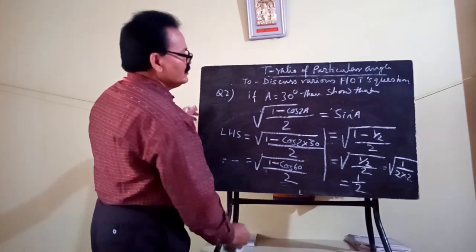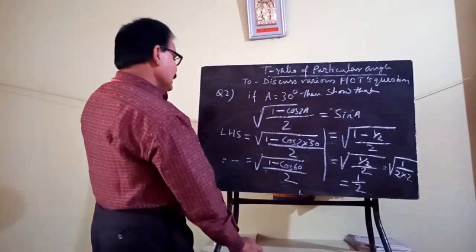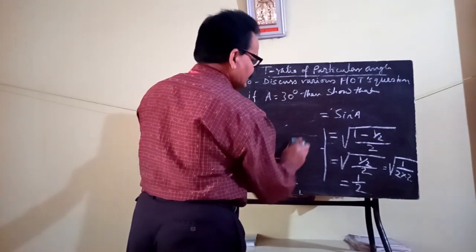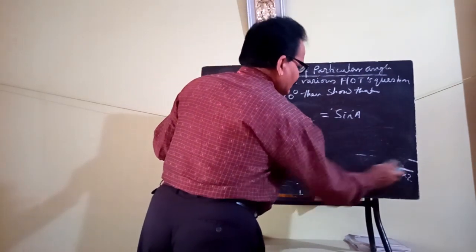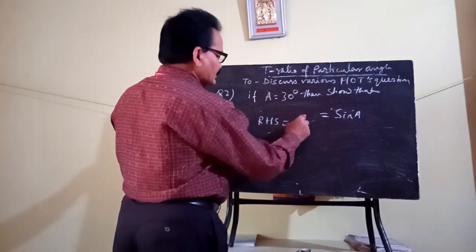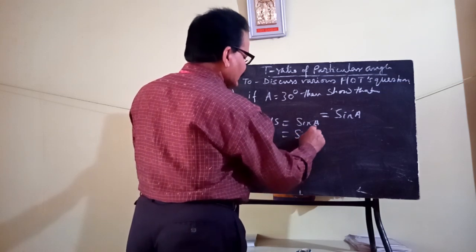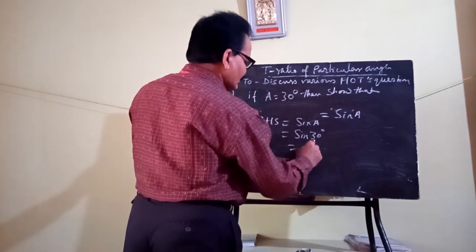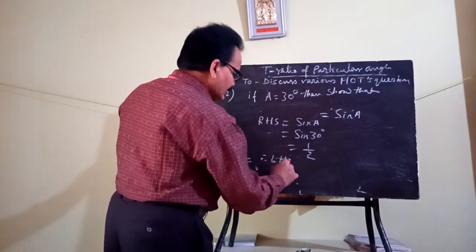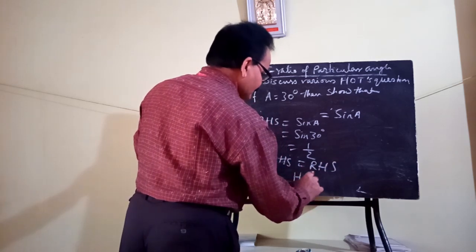Okay, now you find the RHS. For the RHS, you write sin A. Put the value, A is 30 degree, so sin 30 is equal to 1 by 2. Therefore, you can write LHS equals RHS, hence proved.